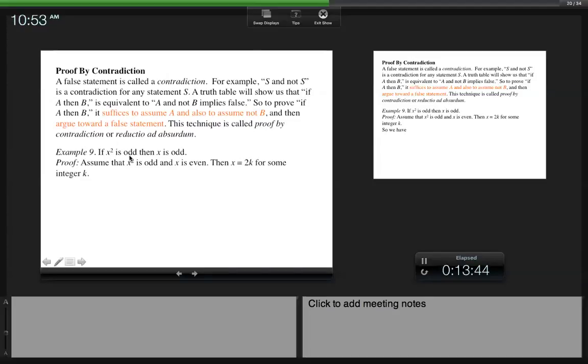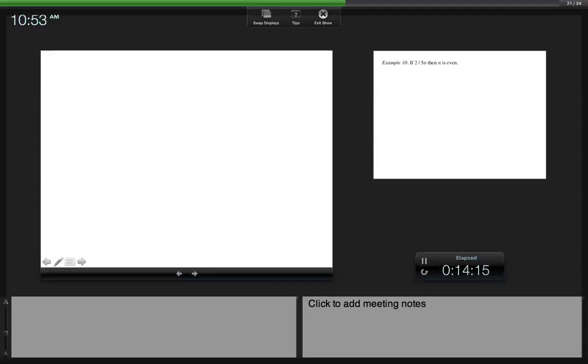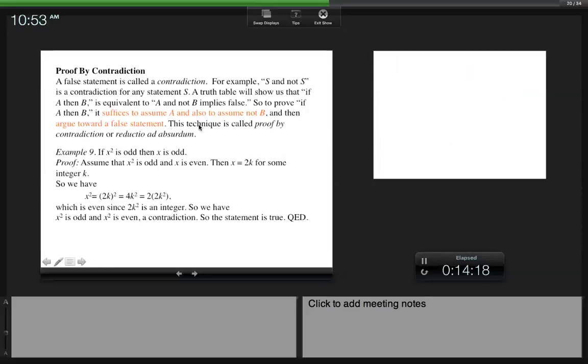Okay. So if x squared is odd, then x is odd. What I'm doing is I'm simply going to assume x squared is odd, but I'm also going to assume that x is even. Then you can express x equals 2 times k, right? Since we assume x is even, now you can say x squared is this. Then you can simply expand it, and what you want to do is come up with some statement which is contradictory to the antecedent, right?